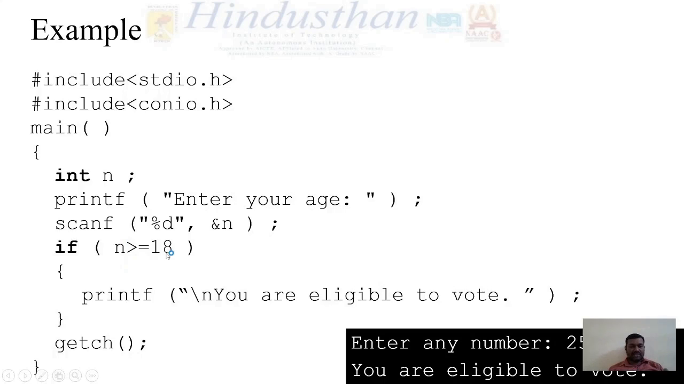If n is greater than or equal to 18, and you input a value equal to or greater than 18, then the condition is satisfied and the statement in the if will be executed. Here see the output. I am going to enter 25, and since 25 is greater than or equal to 18, the condition is satisfied and the statement in the body of the if will be executed. So you get the result: you are eligible to vote.